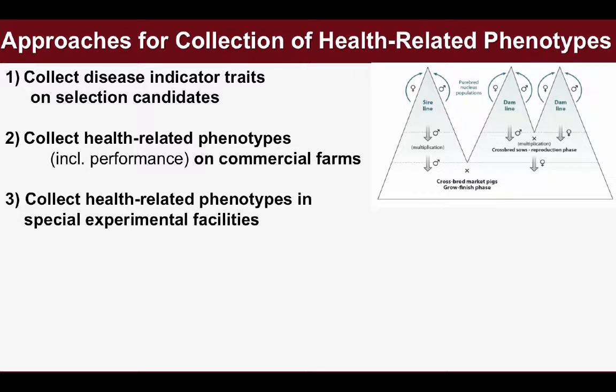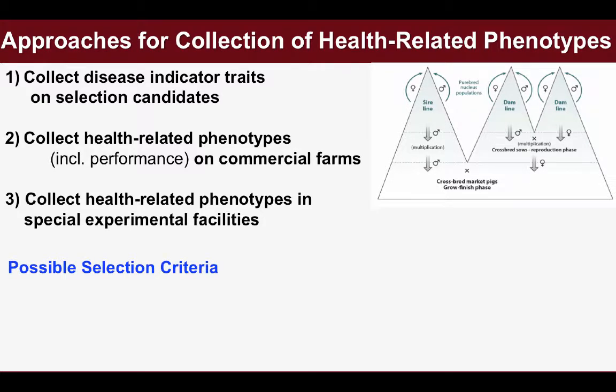There are several approaches that can be used to overcome at least some of these challenges. One is to develop disease-indicated traits that can be collected on selection candidates without having to expose them to disease, and I will give a couple of examples of such indicated traits. Another approach is to collect phenotypes related to disease in commercial farms and then utilize that information to estimate the breeding value of selection candidates in nucleus herds. And finally, health-related phenotypes can be collected in special experimental facilities, followed by the use of that information for selection in the nucleus.